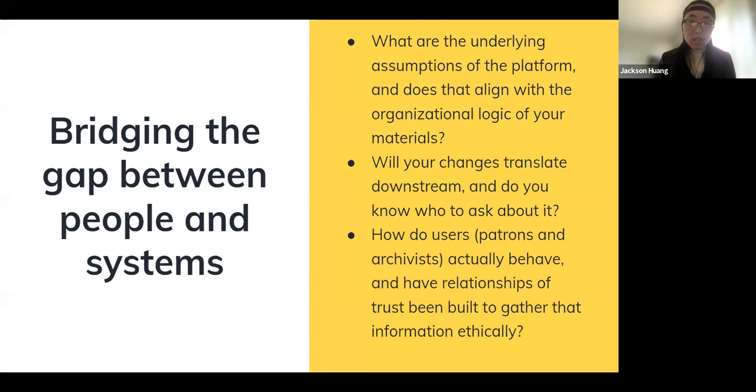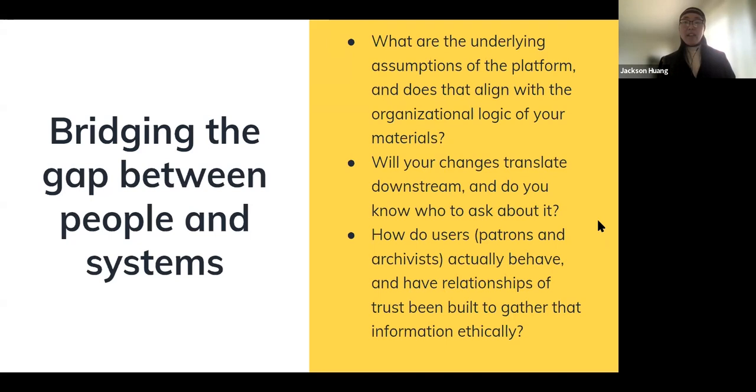So I just want to leave with some questions on thinking about how we can bridge the gap between people and systems, how we can make sure that, like I said, the labor and care of reparative efforts are translated well into digital platforms and web environments. So I think the first thing is really making sure that we understand what the underlying assumptions of a platform are in terms of how it understands materials to work and how that aligns with the particular materials that we want to ingest.